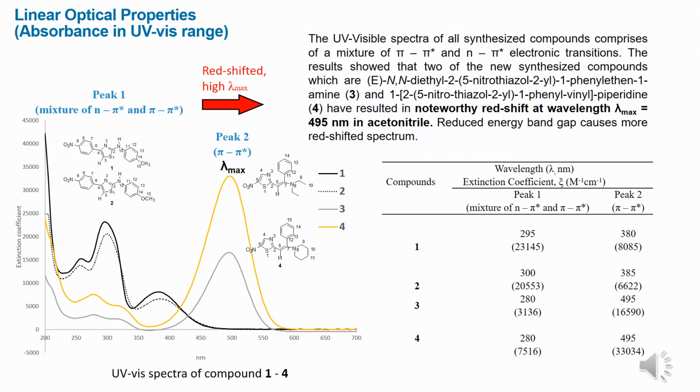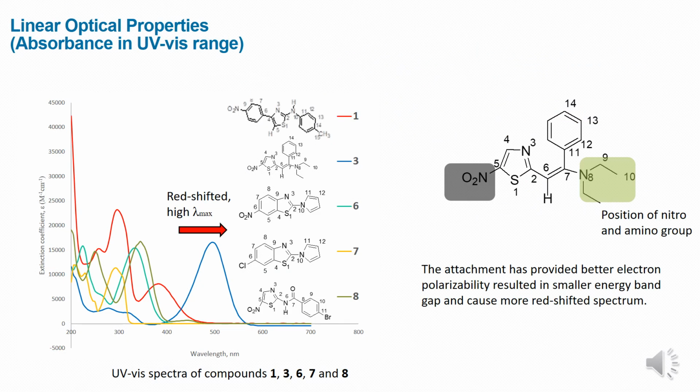This redshifted spectrum shows that the energy band gap in compounds 3 and 4 has been reduced, so the transfer of electrons in these molecules is easier. Now we compare with the rest of the compounds, 6, 7, and 8. Obviously compound 3 is the most redshifted one. Why are compounds 3 and 4 the most redshifted? It might be due to the position of the nitro and amino groups in molecules 3 and 4. This arrangement provides better electron polarizability, which results in a smaller energy band gap and a more redshifted spectrum.